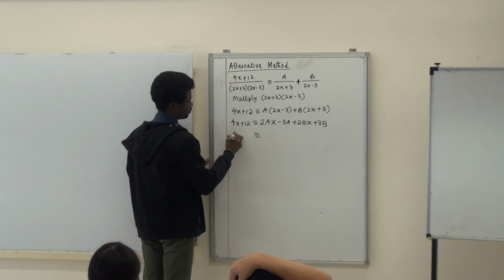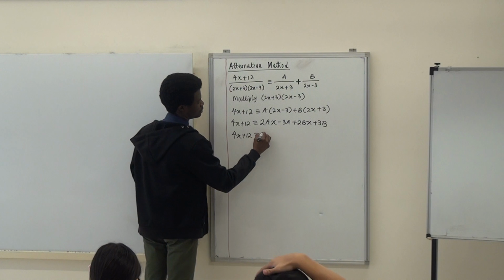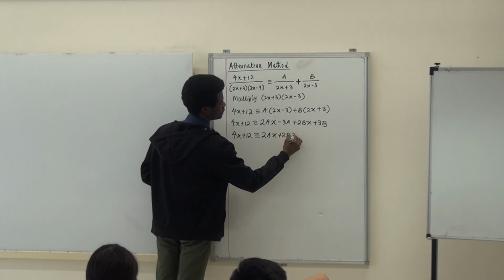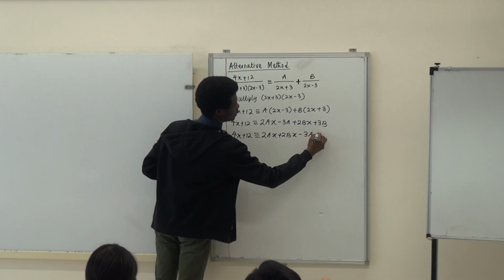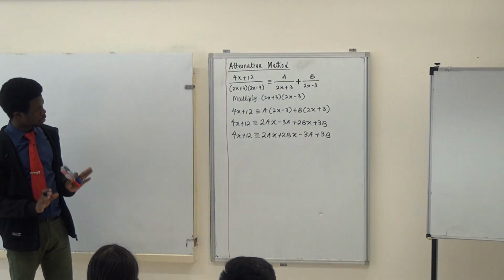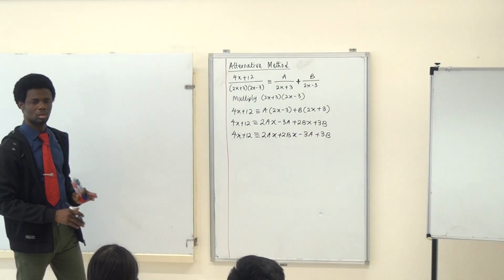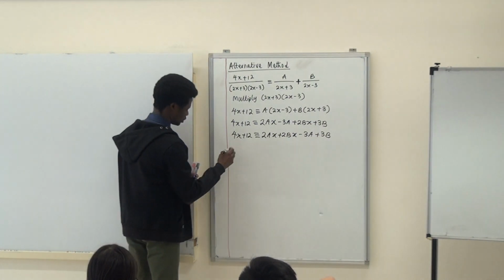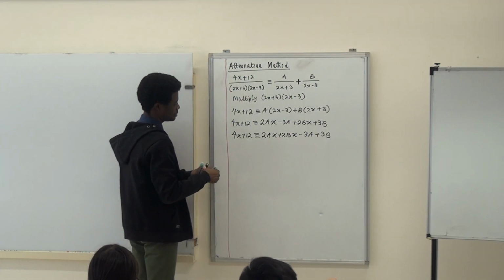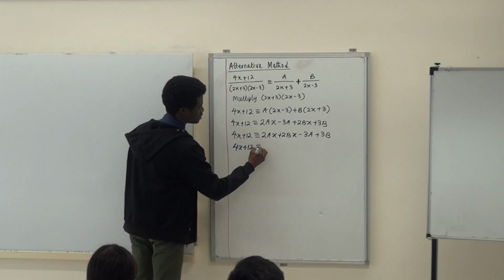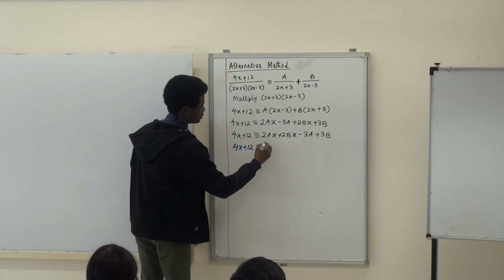This is still 4x plus 12. So this is 2ax plus 2bx minus 3a plus 3b. From here you can compare the coefficients of x on both sides. If you think you don't want to, you can go one step further, if you think it will still be confusing. Now the step I've written in blue is not necessary. So I'm going to do this.